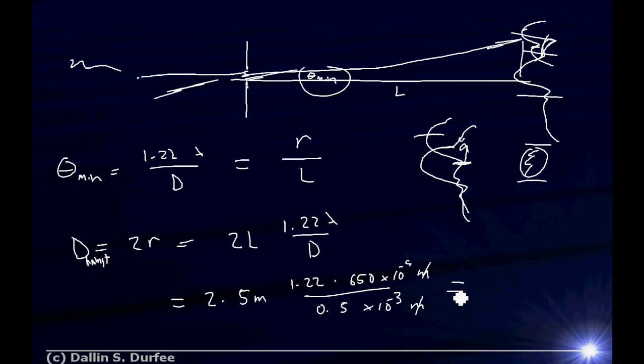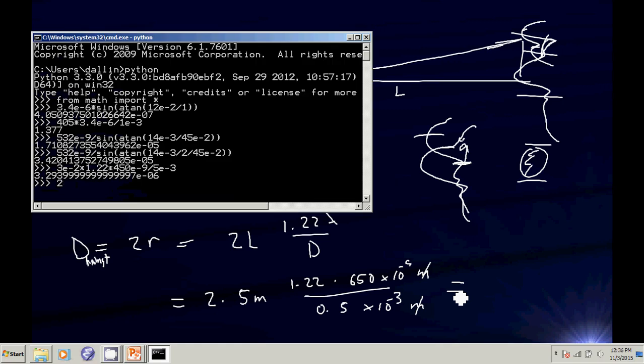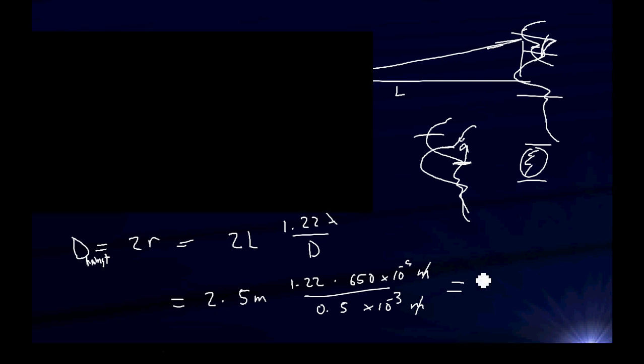All we have to do now is plug it into our calculator. 2 times 5 meters times 1.22 times 650 times 10 to the minus 9 meters divided by 0.5 times 10 to the minus 3 meters. And it looks like the spot on my wall will be 1.59 centimeters.